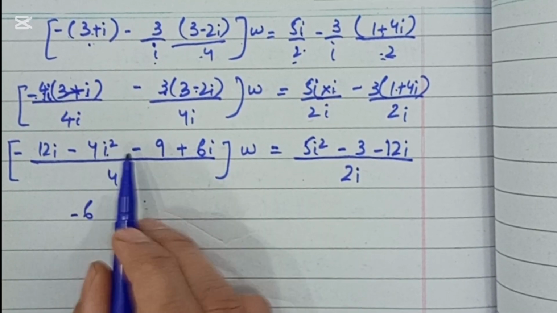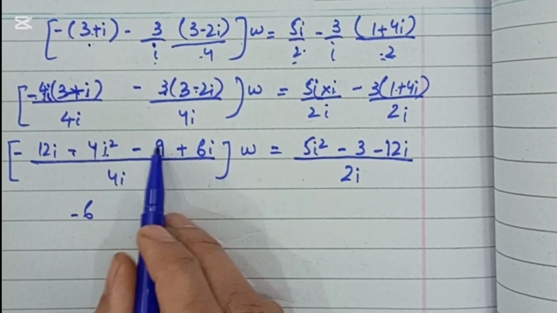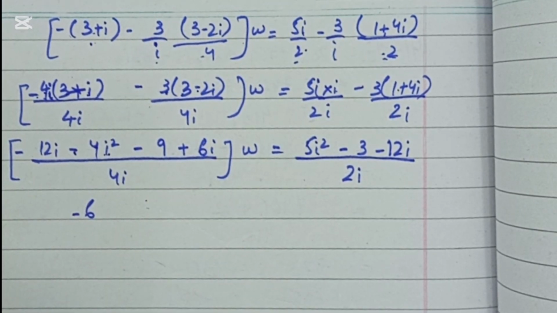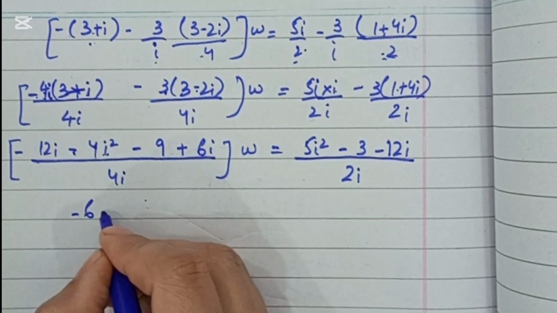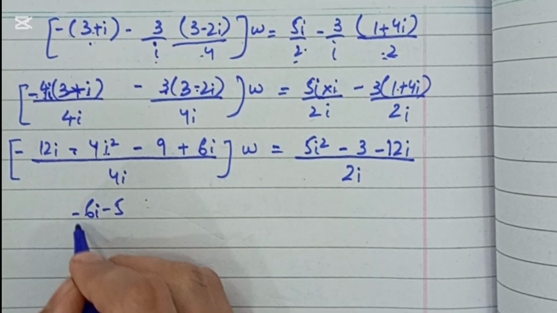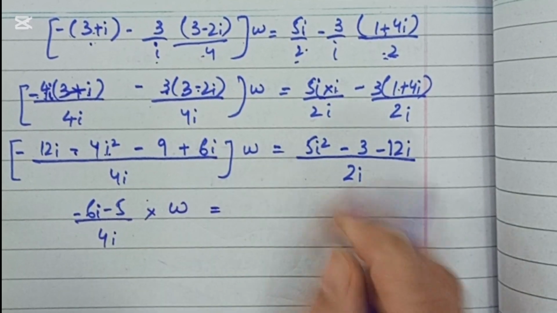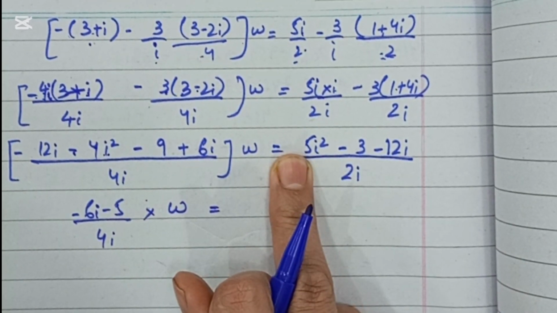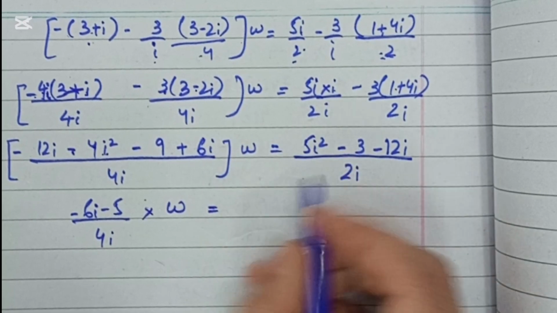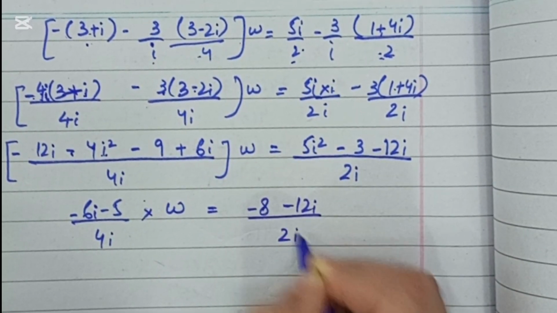Iota square is minus 1, so the sign will change into plus, plus 4 and minus 9. 4 minus 9, it's minus 5. Here it will put iota because these were iota with iota. Okay, it's W. Iota square will change the sign, it will be minus 5 and minus 3, it's minus 8, and divided by 2 iota.